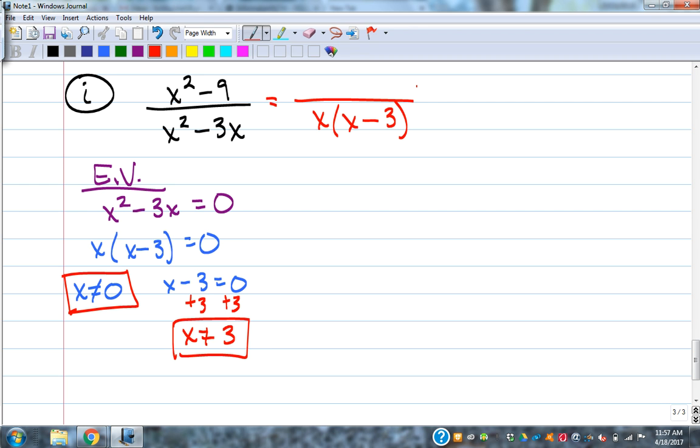How does the numerator factor? It's only got two terms and a minus sign in the middle. X squared minus 9. 9 is what kind of number? It's a square number, right? Because it's 3 times 3, right? So that's a difference of squares. So how does that factor?